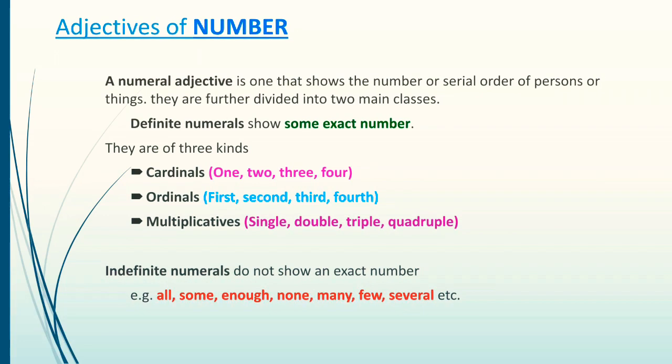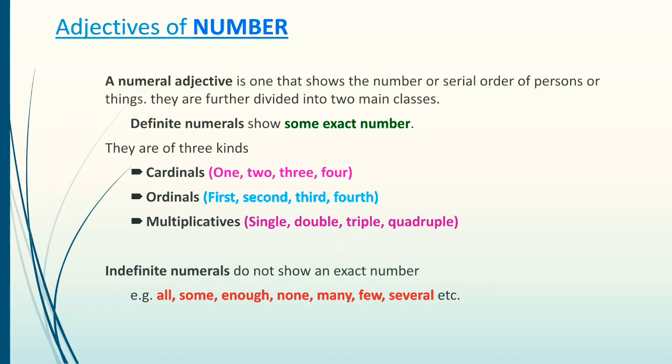Adjectives of number. A numeral adjective is one that shows the number or serial order of persons or things. They are further divided into two main classes. Definite numerals show some exact number. They are of three kinds: cardinals, ordinals, and multiplicatives.